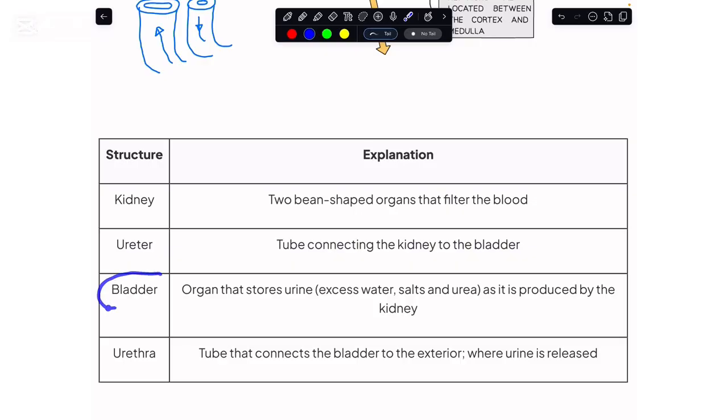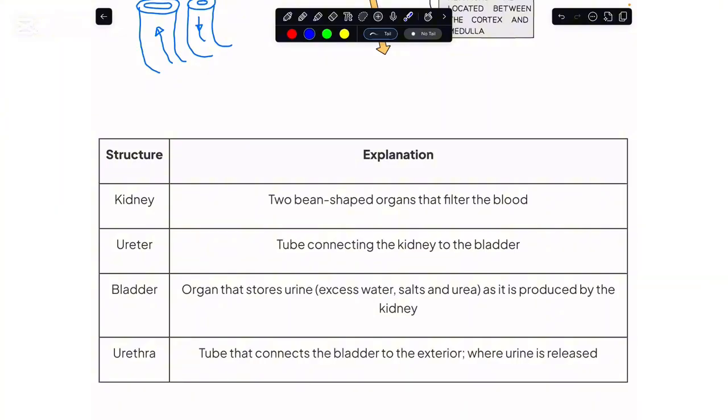Now, the urinary bladder is a muscular bag, and this muscular bag stores the urine that has excess water, salts, and urea in it, the urine we produced in the kidneys. Afterward, we have the urethra, and this urethra, as I've shown you above, is a tube that connects the bladder to the exterior of your body so that we are able to remove the urine out of the body.